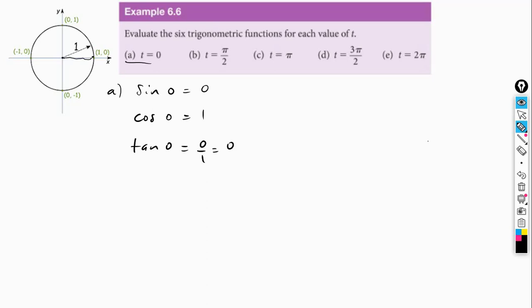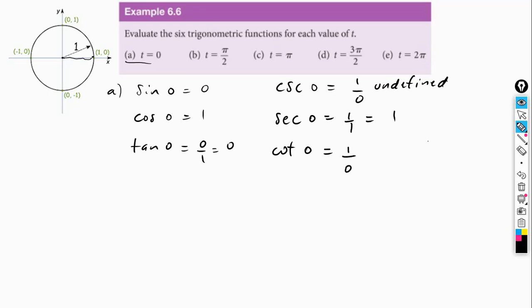The tangent of 0 is going to be sine over cosine, so 0 over 1, which is 0. Now, how about the reciprocals? The reciprocal of sine is cosecant. So cosecant of 0 is going to be 1 over 0, and this is undefined. The reciprocal of cosine is secant. So secant of 0 is going to be 1 over 1, and this is equal to 1. And then the reciprocal of tangent is cotangent. So cotangent of 0 is going to be 1 over 0, and this is undefined.